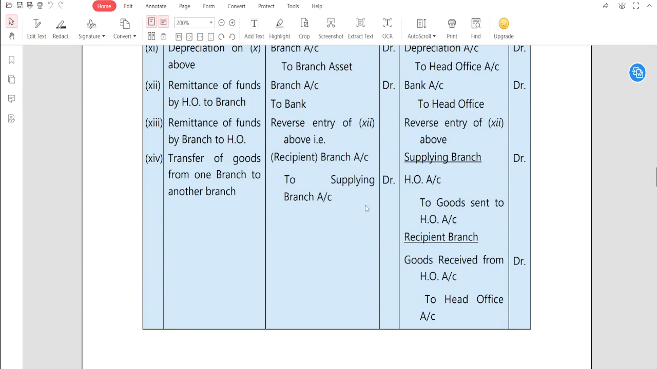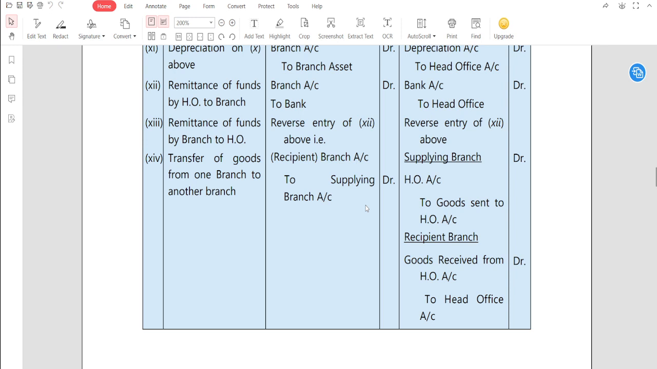Okay. Transfer of goods from one branch to another branch. It is nothing but you can say goods returned by the branch. This transaction is goods moving from one branch to another. Then the journal will be recipient branch account debit to supplying branch. In the 14th journal, if you see it very clearly, the recipient branch account debit to the supplying branch. That is the first thing.